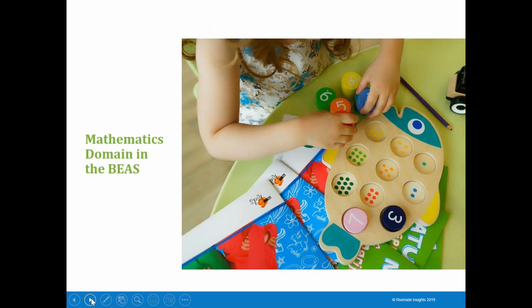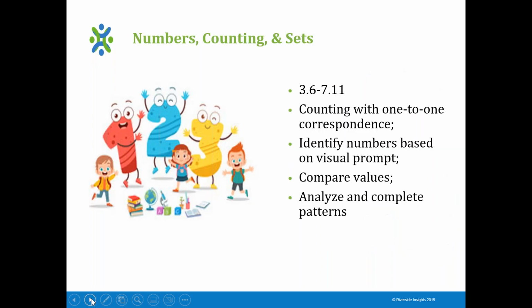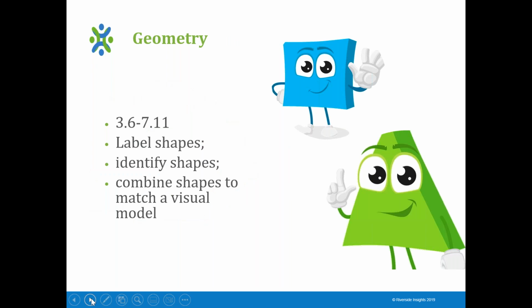So next, for that mathematics domain of the BEAS, the mathematics domain is made up of 4 different subdomains. So it covers numbers, counting, and sets, geometry, measurement and data, and operations and algebraic thinking. So first, for numbers, counting, and sets. This subdomain can be given to ages 3 years, 6 months through 7 years, 11 months. And you assess counting, one-to-one correspondence, identifying numbers based on visual prompts, comparing values, and analyzing and completing different patterns. The next subdomain is geometry. So that's the same age group, and that is with identifying shapes, being able to label shapes, and combining and matching a visual model.